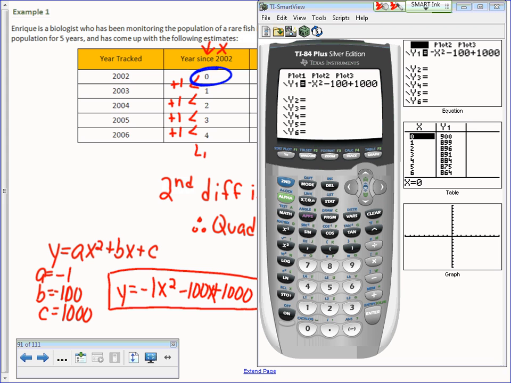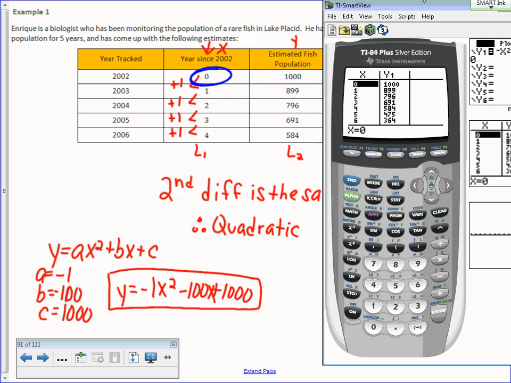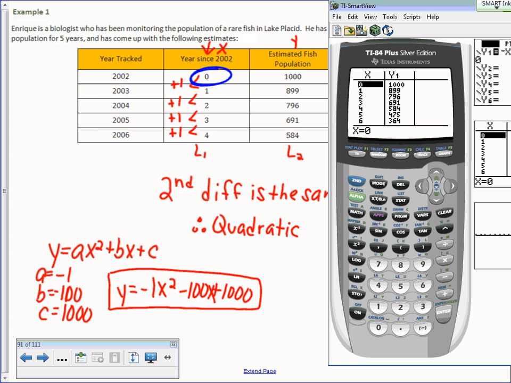I'm sorry. So when I entered it into my calculator, minus x squared minus 100x. Sorry about that. Plus 1,000. This is why we check, to make sure that we're doing everything correct. Now you're going to hit second table, and my table does match up with everything that I'm showing in my graph. I have a 0, 1,000, 1, 899, etc.